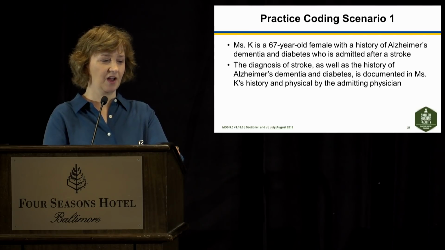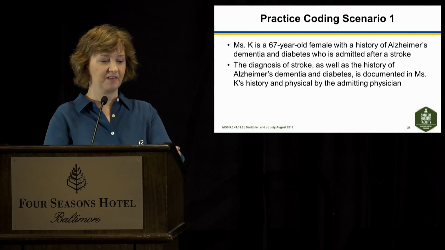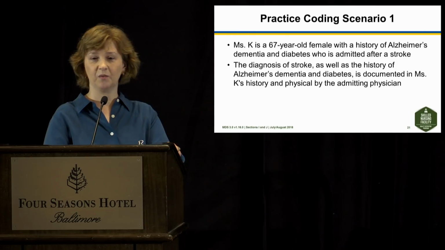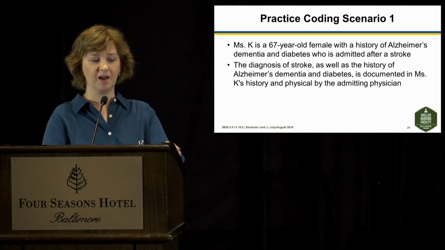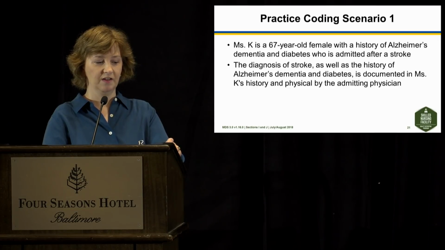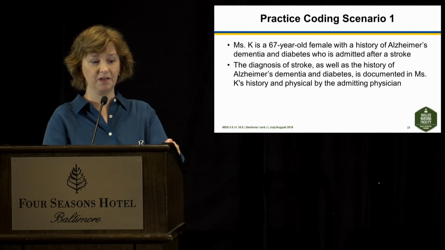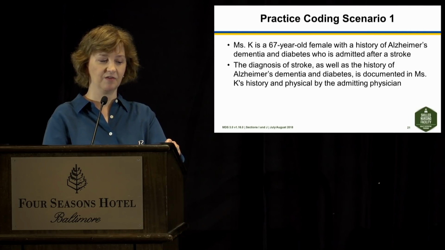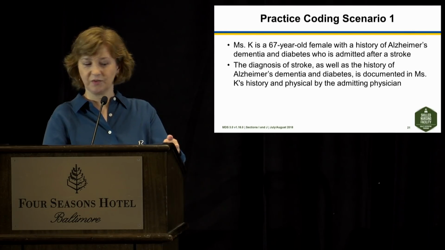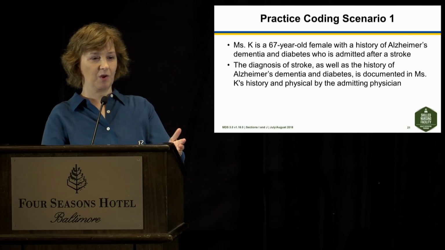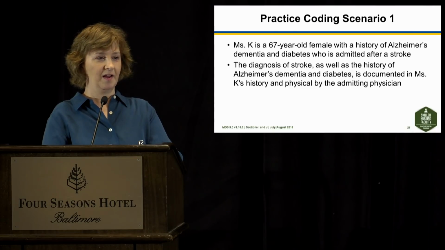Okay, so the first coding example here is Ms. K, a 67-year-old female with a history of Alzheimer's, dementia, and diabetes, and she's now admitted following a stroke. The diagnosis of stroke, as well as history of Alzheimer's, dementia, and diabetes, is documented in Ms. K's history and physical by the admitting physician. So we have a physician diagnosis here, as well as some comorbidities. And so I'll give you a minute to think about what might be the primary diagnosis.